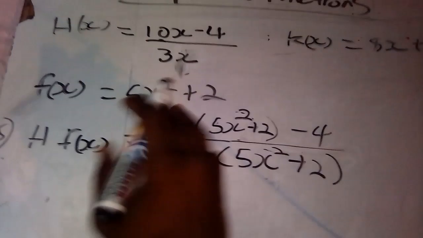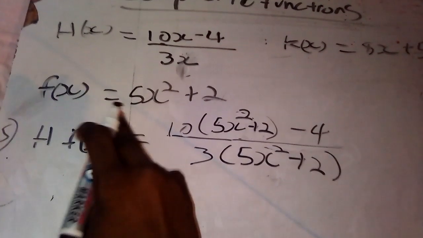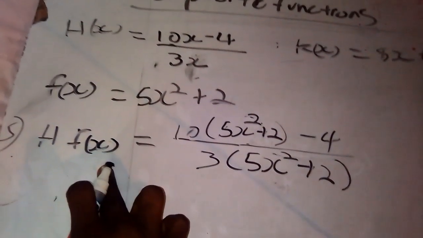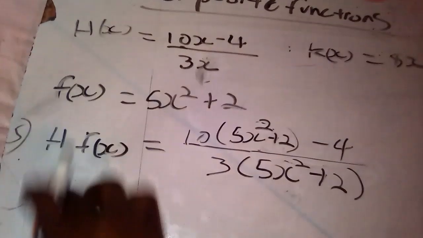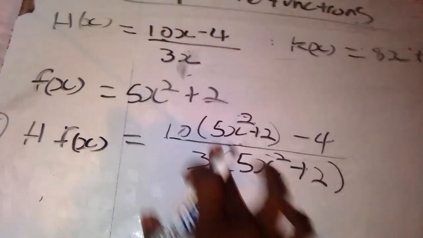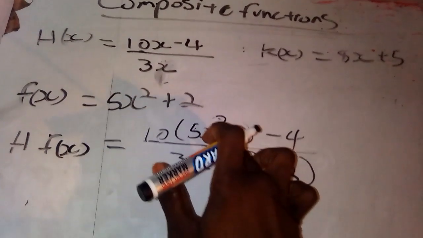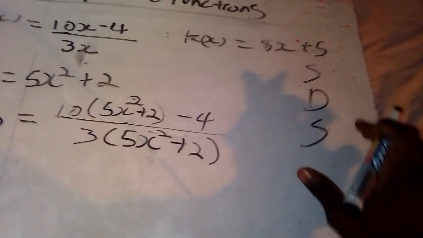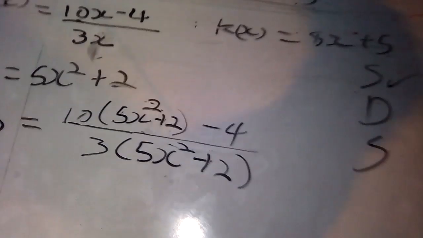So you guys can look at it and make the comparison. So h of f of x, we need to put the function f of x in the function h, right? Now anywhere the x is there, we're going to simply put a bracket, and after the bracket we put the function f. So that's how I put 10 bracket 5x squared plus 2 minus 4 over 3 bracket 5x squared plus 2. Now if we can remember, SDS: substitute, distribute, then simplify. So we did the substituting already, right?